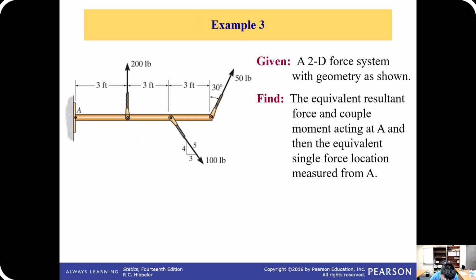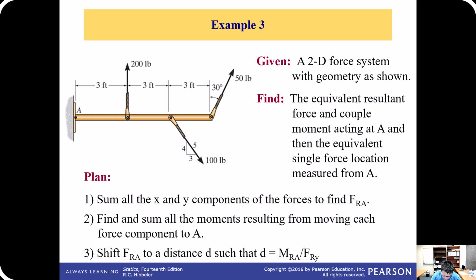Example 3. We have a 2D force system with geometry as shown in the figure. Find the equivalent resultant force and a couple acting at point A, and what's the equivalent single force location measured from A. So first, let's sum the x and y components of the force to find the FRA, and then sum the moments resulting from moving each force to point A, and shift FRA by the distance D, to make D equal to MRA over FRY.